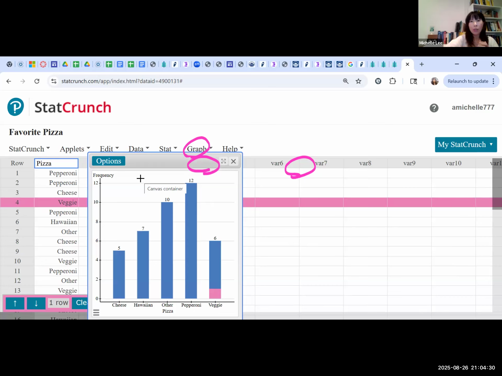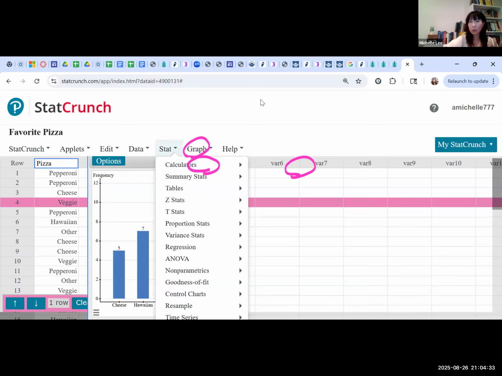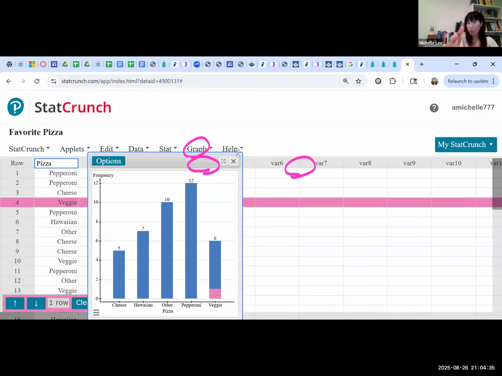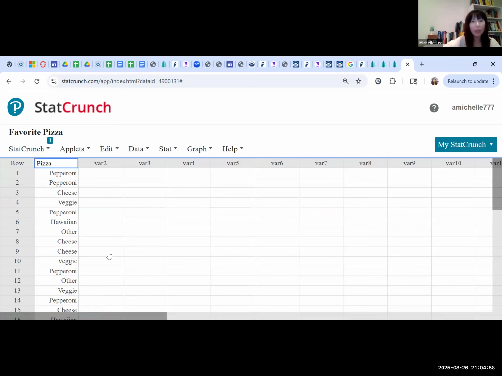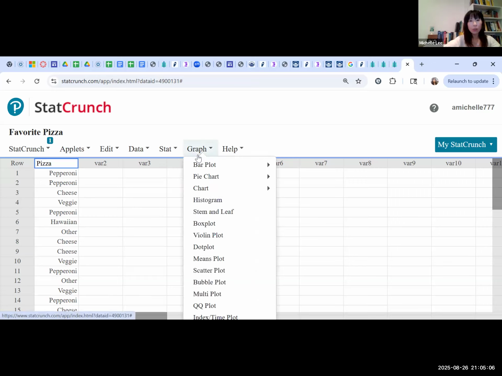Okay. Now we want to make a frequency table. We did that, we did a frequency table. How about the relative frequency table? I'm sorry, relative frequency. Okay, let's do that. Relative frequency. How can I clear this? Okay, clear everything. So Graph, Bar Plot with Data, right?